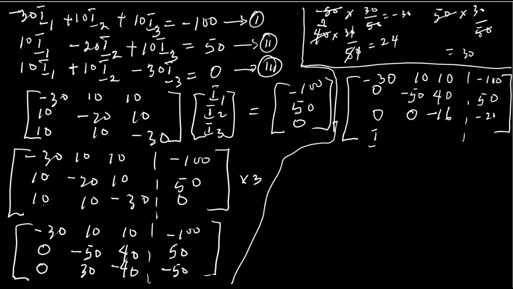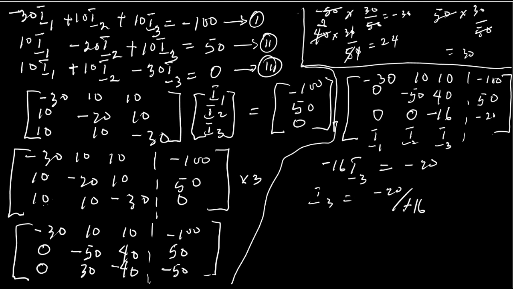Here is the column for I1. This is the column for I2. This is the column for I3, and obviously these are my results. So we're saying from the last rule that minus 16 I3 is equal to minus 20. So that I3 will be the same thing as minus 20 over minus 16. Minus should cancel minus. 4 here is 5, 4 here is 4. That's the same thing as 5 over 4, which is equal to 1.25 amps.